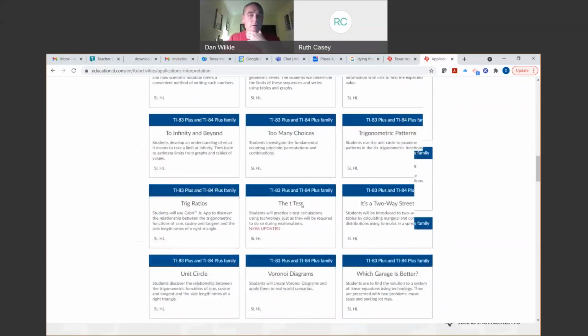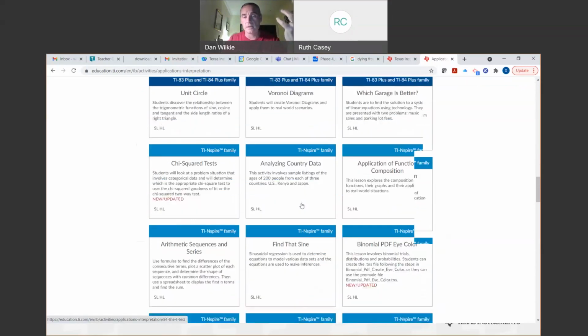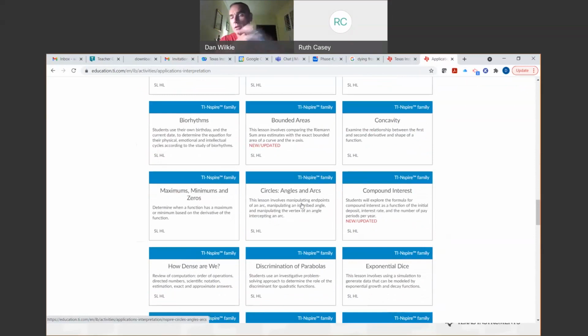Now the history to these activities is there are hundreds and hundreds of activities that TI had already in their wheelhouse. And they asked me and some people from, I think it was TI in Australia, to come up with a list of activities that might be useful, that might have that connection.